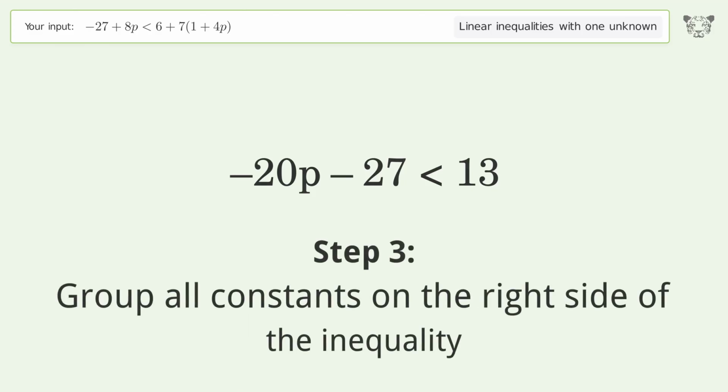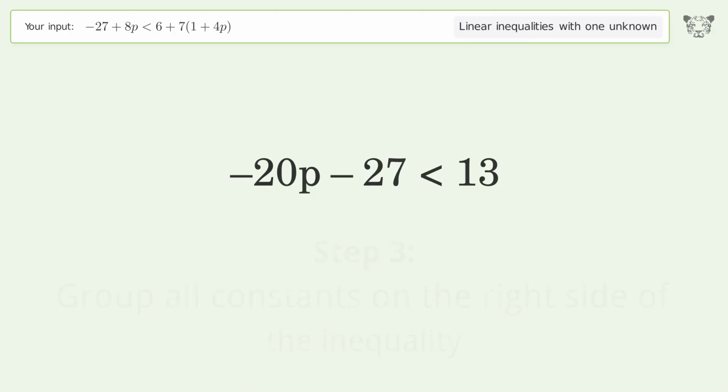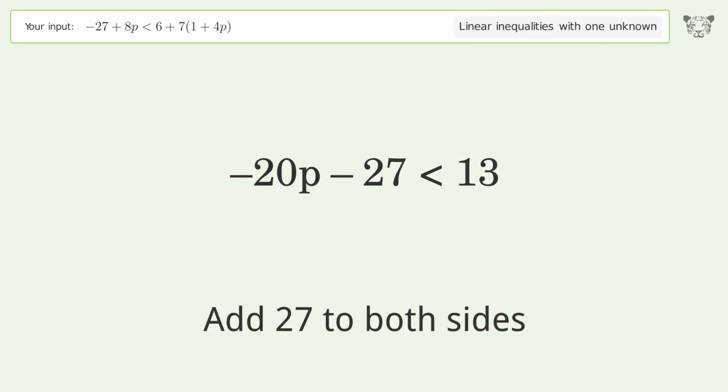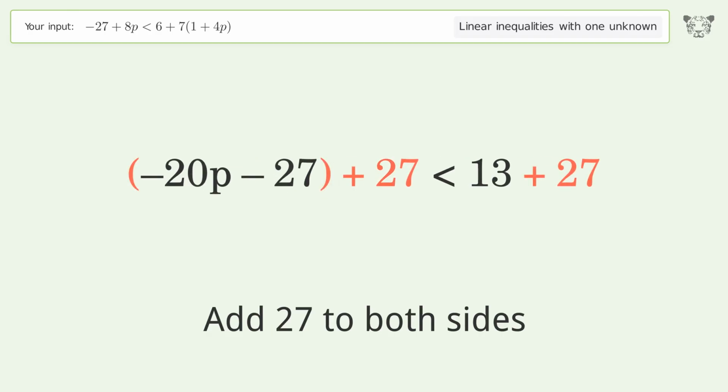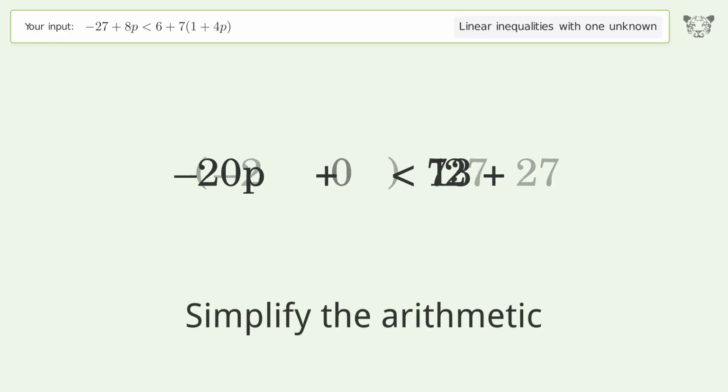Group all constants on the right side of the inequality. Add 27 to both sides. Simplify the arithmetic.